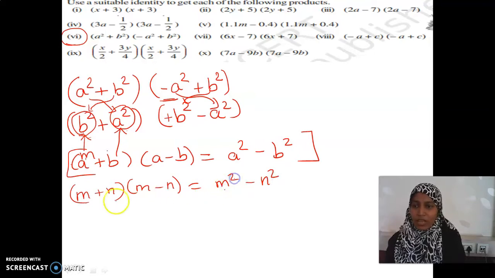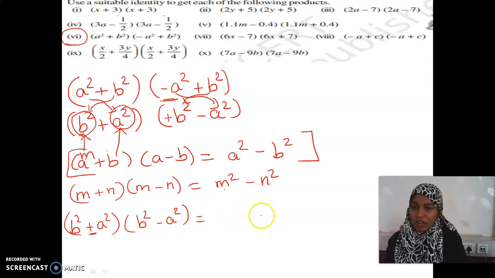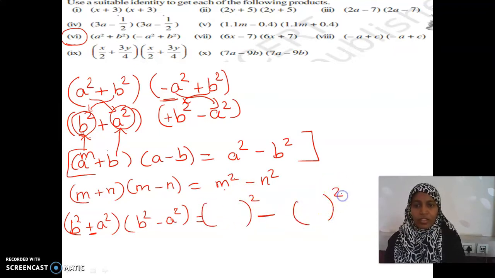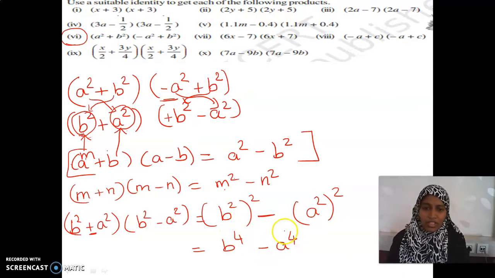Okay, I have to square them separately and then subtract. Okay, what are the variables we have? In the place of m we have b squared, plus a squared. Once I am adding, once I am subtracting. In such cases, I have to subtract the squares. Squares of what? Both these two. B squared, here a squared. So what will I get? B power 4 minus a power 4. Is it clear, children? Am I clear?